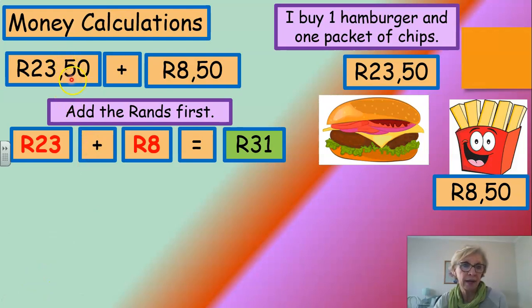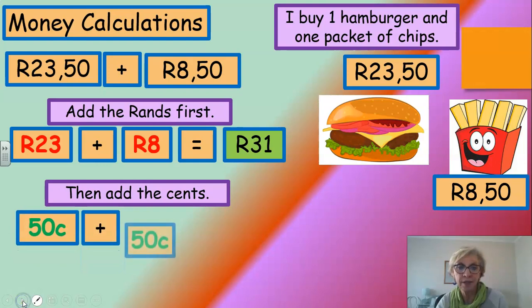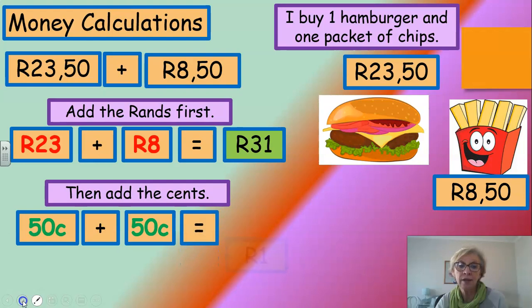And here is my 50 cents there and my 50 cents there. So now I have to add the cents. 50 cents plus 50 cents. Well, we know that two 50s equals 100 cents, which is the same as 1 rand, because 1 rand is the same as 100 cents, as we saw earlier.